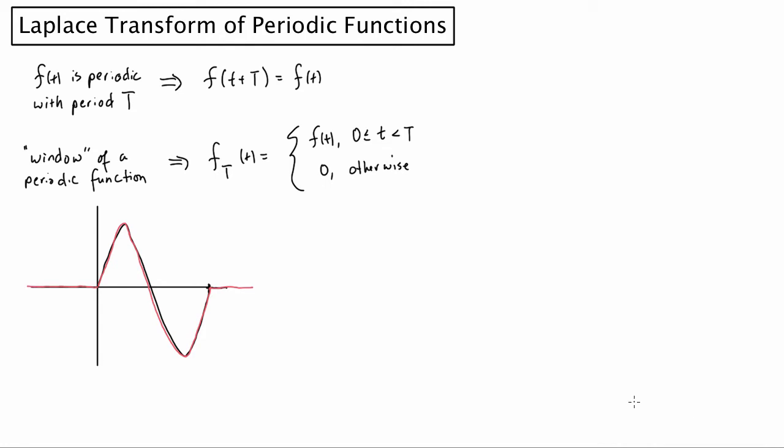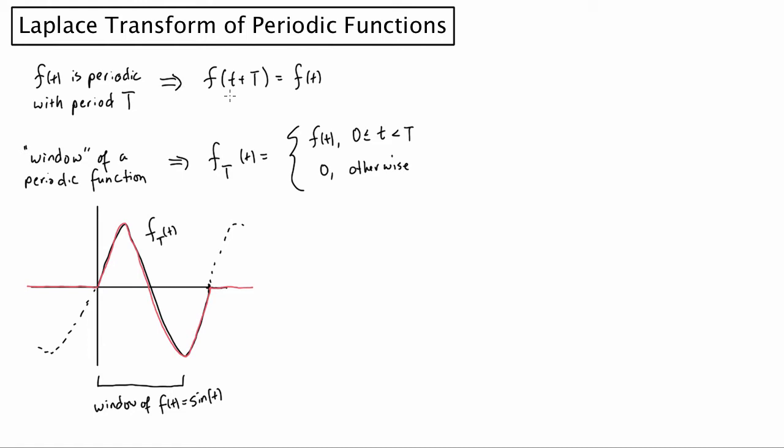Normally it would keep going on, but the window is what I have drawn in red here, as the part that it zeroes out after the first period. So this is the window of the sine function, the window of f of t equal to sine t. And so we would call this function f sub T for that particular problem.